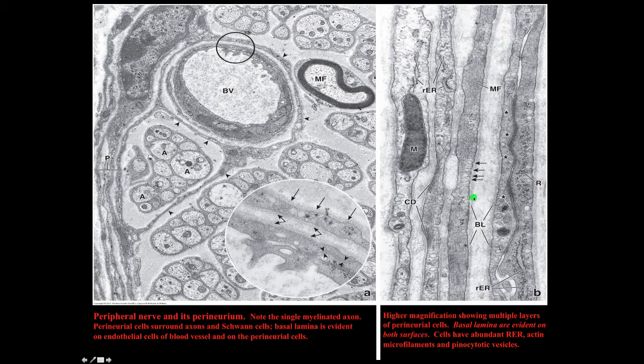This is a high magnification showing multiple layers of perineurial cells like this. The basal lamina are evident on both surfaces of the perineurial cells. You can see basal lamina like that, basal lamina like that. The cells of the perineurium have abundant rough ER, they have abundant actin microfilaments, and they have pinocytotic vesicles associated with them. You can see tight junctions in the perineurial cells like this. This region here is a blow up of this region, just as you can see the tight junctions between the endothelial cells of this blood vessel.